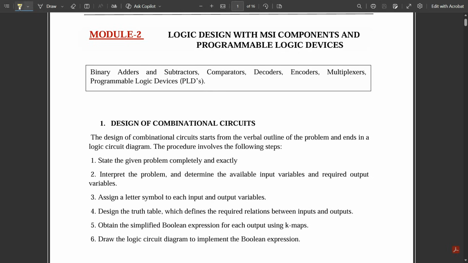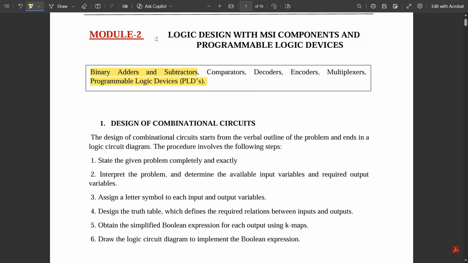So in whole, we are going to be studying binary adders and subtractors, comparators, decoders, encoders, multiplexers. These things are not mentioned in these notes, and I guess it is not there in the syllabus as well. And about programmable logic devices, PLDs and FPGA, we are going to be comparing PLD and FPGA, and some other different adder circuits and subtractor circuits. So these are the things which we are going to be discussing in this module.